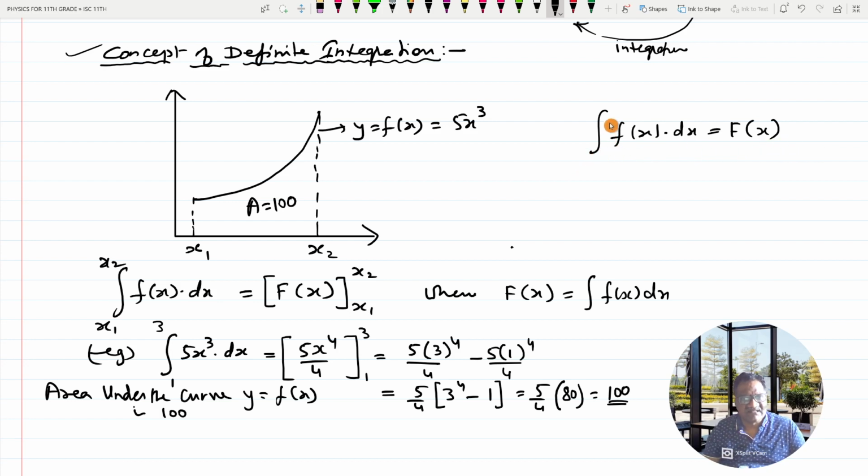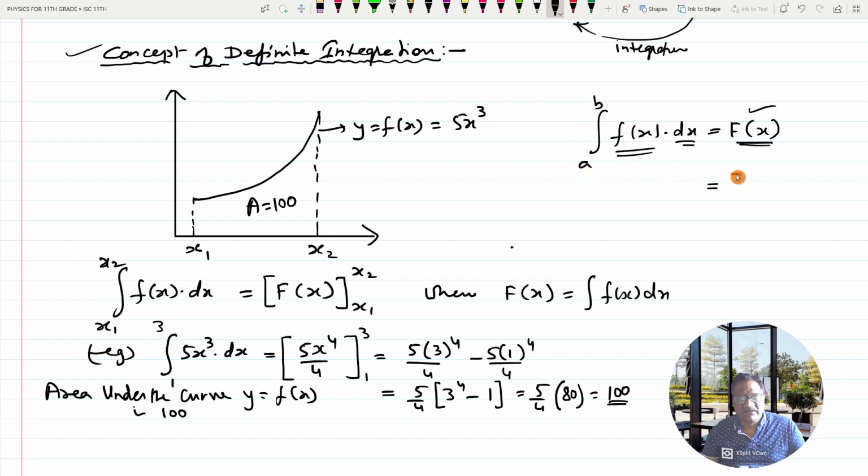I'll read this as integration, or rather indefinite integration of a function f of x with respect to x is equal to F of x, a new function F of x, right? Now this is indefinite integration. Now if you put some limits over here, a and b, so this integration is from a to b, right? Then this particular integration is no more indefinite integration. Now it is known as definite integration. When you set the limits, it becomes definite integration.